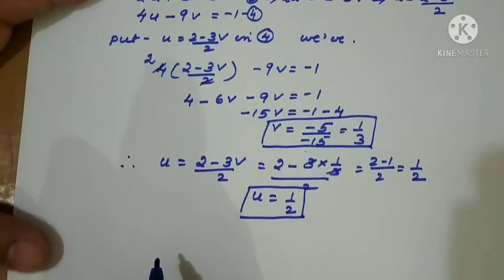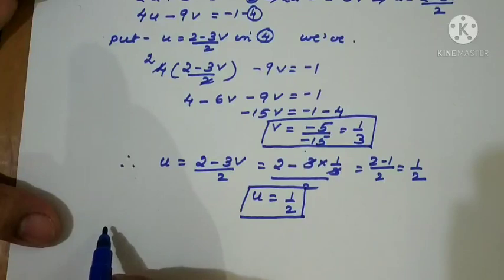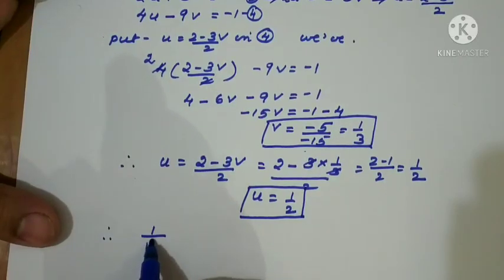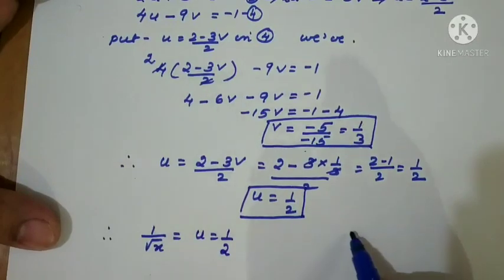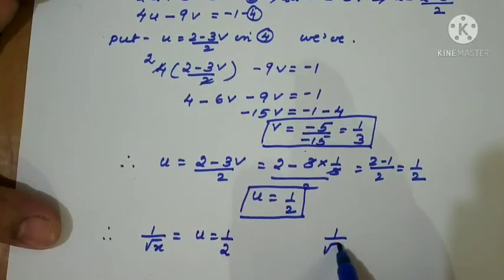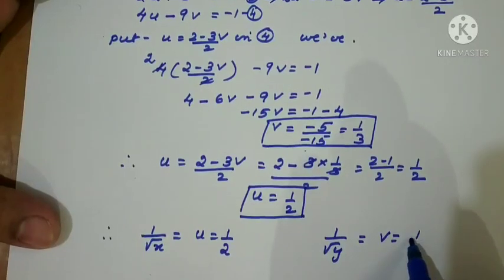Now still it is not completed. So what we should find out, x and y only. So what is our u? Therefore 1 by root x equal to u equal to 1 by 2, right? Similarly 1 by root y equal to v equal to 1 by 3.